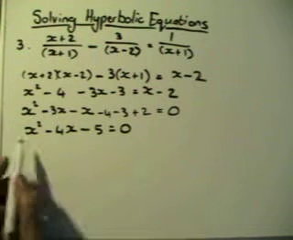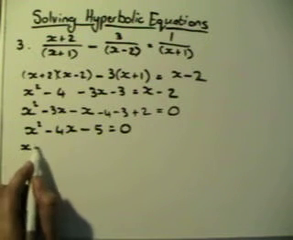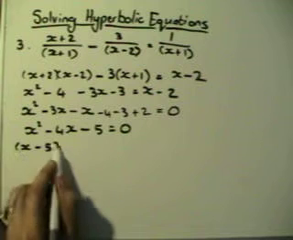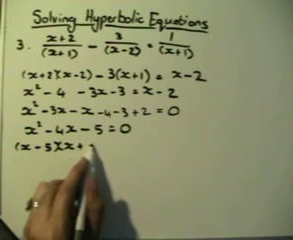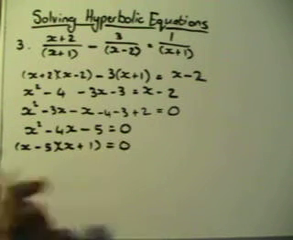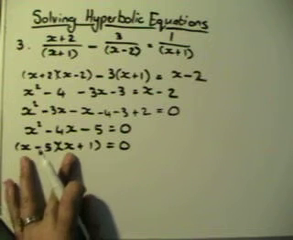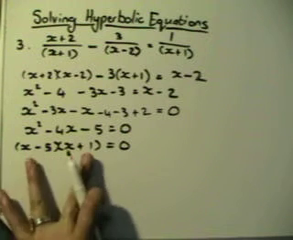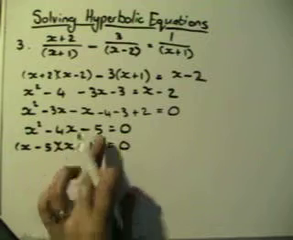And this is quite a simple one: x minus 5, x plus 1. Factorizing x squared minus 4x minus 5 gives me that.